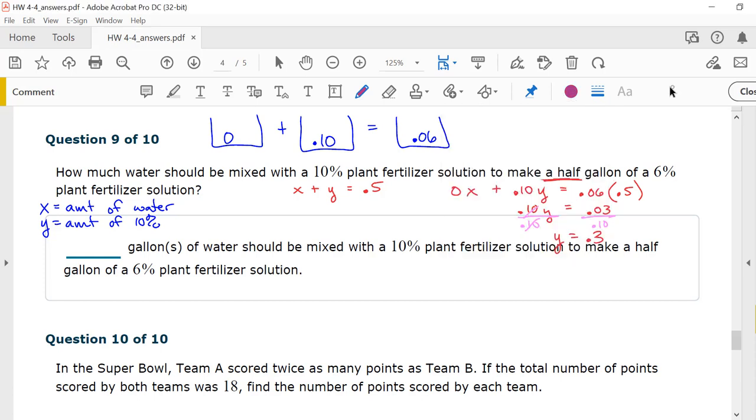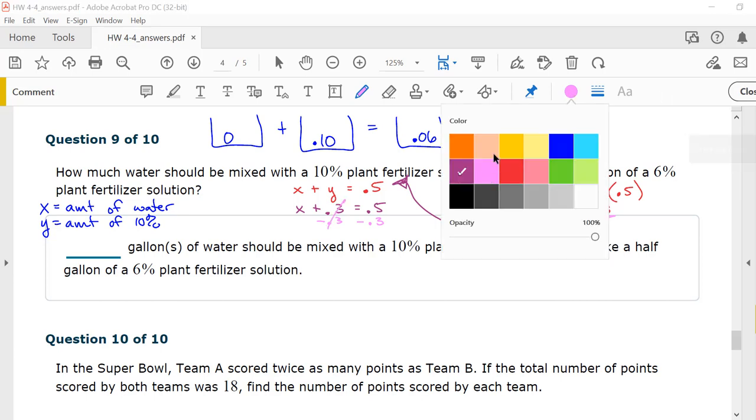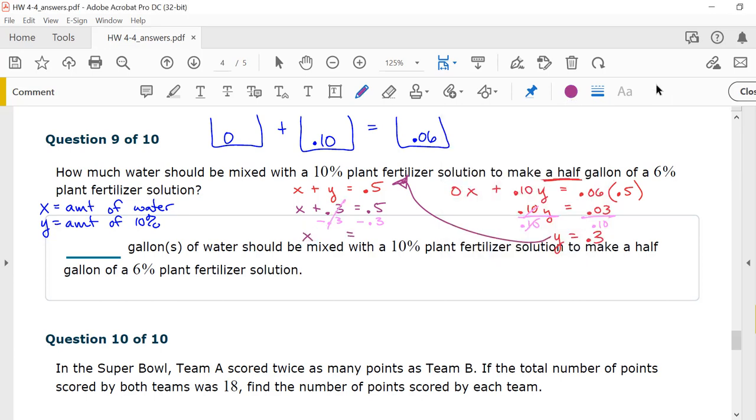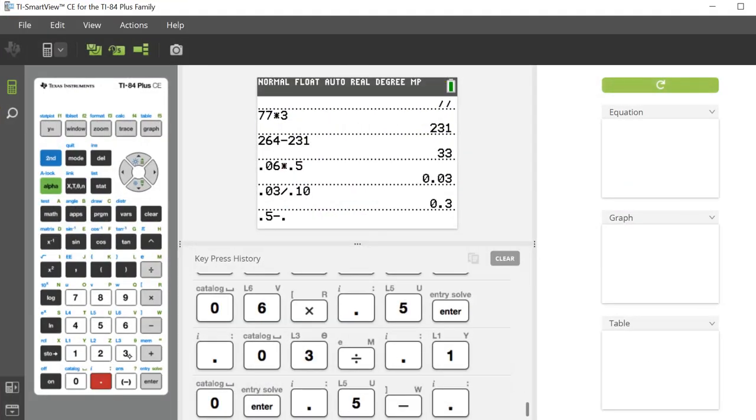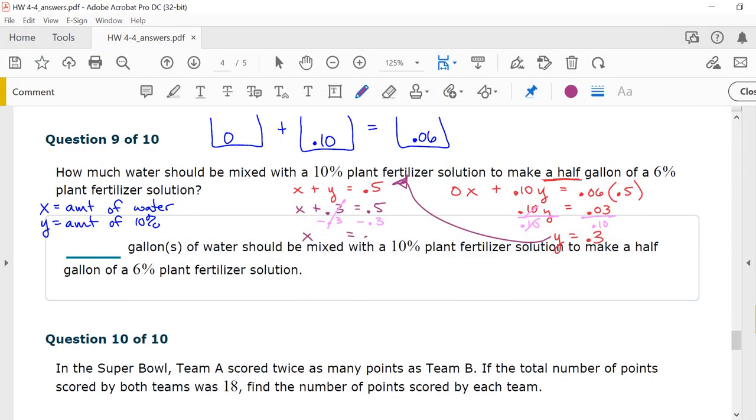Okay, so I need to plug that back into the first equation. X plus 0.3 equals 0.5. Subtracting 0.3 from both sides leaves me with X equals 0.5 minus 0.3, which is 0.2. So I need 0.2 gallons of water to mix with 10% plant fertilizer solution to make half a gallon of 6% plant fertilizer solution.